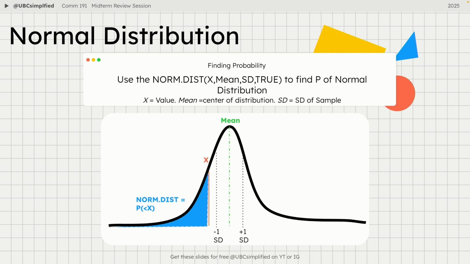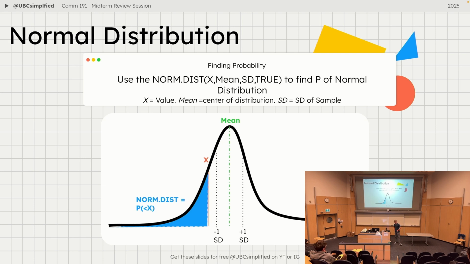So you input x, then you input the mean, which is the middle, and then you input the standard deviation, which is the distance from the green to one of the dotted lines. And then what it will give you is the probability to the left of that x value. So everything to the left of that x value that you input is the probability to the left of that. Are there any questions with the norm.dist function?